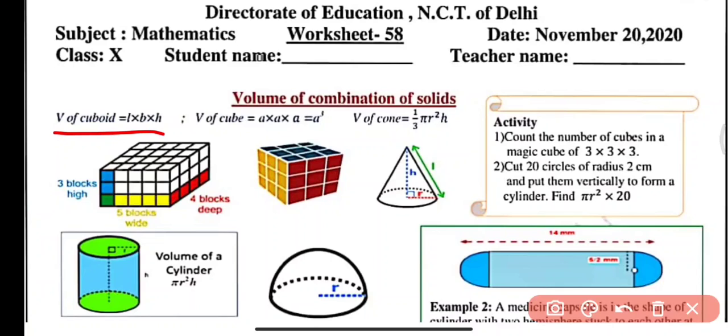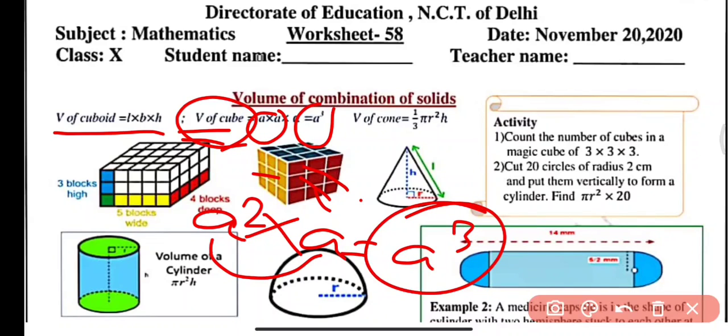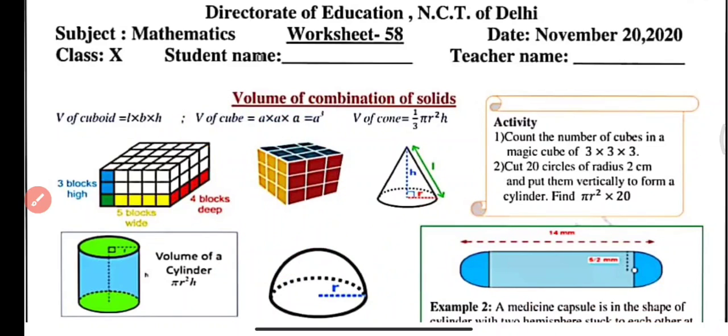So now volume of cube. In cube we have 6 squares. As we all know, a cube is made up of 6 squares, and area of each square is side square. If each side of cube is a, then the area of each square will be a square. So area of base, that is a square, into height, that is a, so a square into a will be a cube. So a cube is the volume of cube. If the side of cube is a unit, then the volume of cube will be a cube cubic unit, or you can say side cube will be the volume of cube.